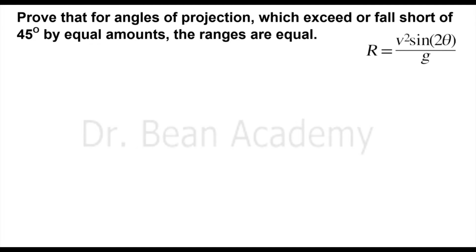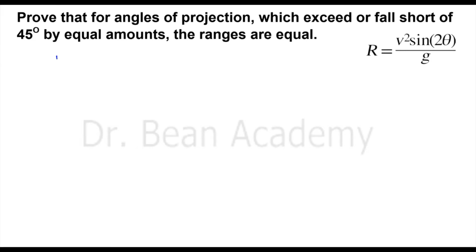We have another question related to projectile motion. It says prove that for angles of projection which exceed or fall short of 45 degrees by equal amounts, the ranges are equal. Let's understand the question first.